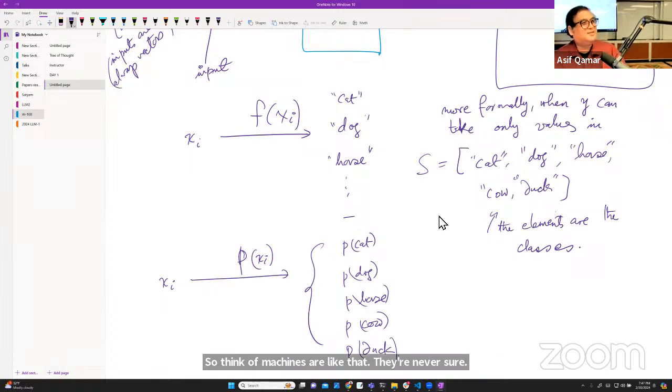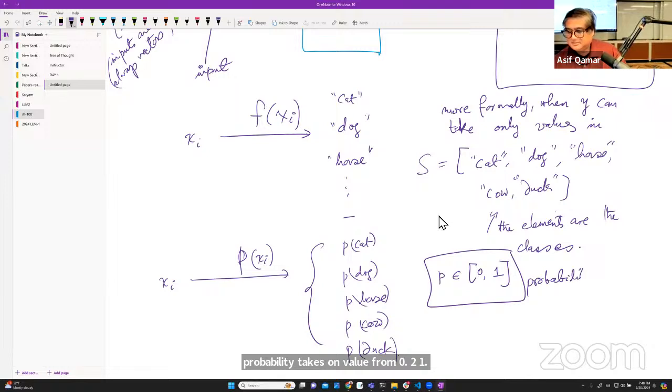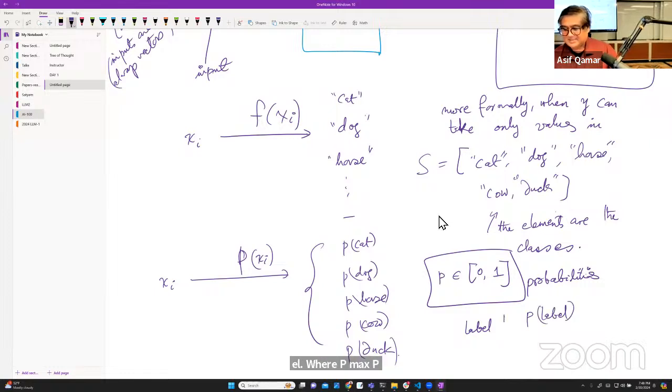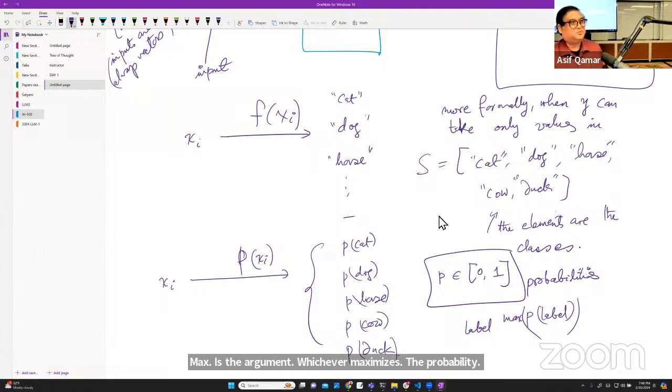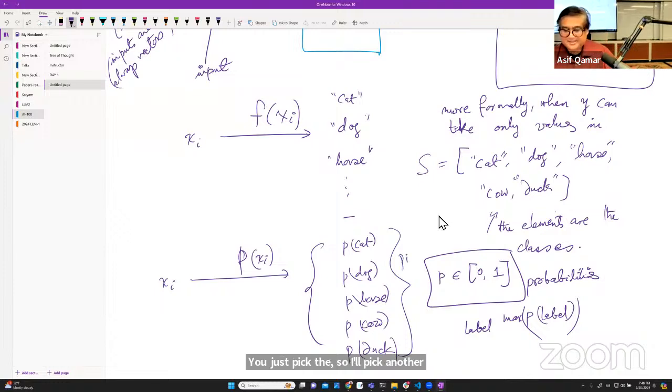So now we have produced a probability. How do we emit out the label? Probabilities are numbers that take on values from 0 to 1. So all you have to do is pick the element with the highest probability. So you say the label is the one where p of label is max, the argmax. Whichever maximizes the probability, whichever has the highest probability. I won't write it in full math notation because common sense says it. You just pick the highest. Are we together? You pick the highest, and therefore it becomes a classification engine.